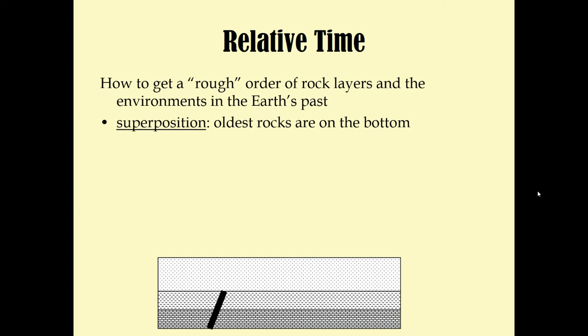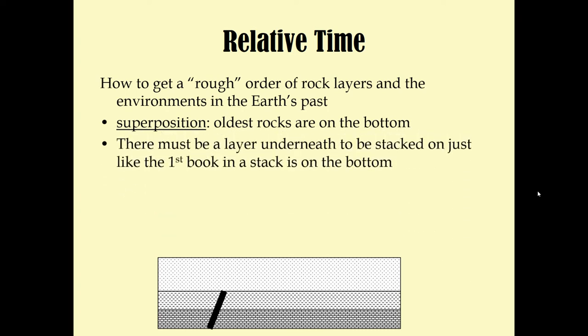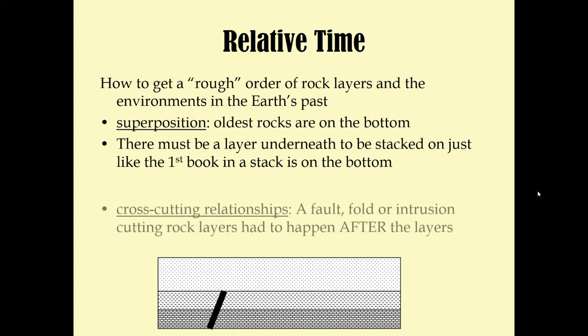So the first feature we're going to use is what's called superposition, which basically says that the oldest rock layers are on the bottom. It's like stacking books. There's always going to be one book on the bottom, and then you're going to put other books on top of those as your stack gets taller. It's pretty rare that you would pick up a layer of books, split them apart, and slide one in. So it's going to go from bottom to top. That just makes logical sense.